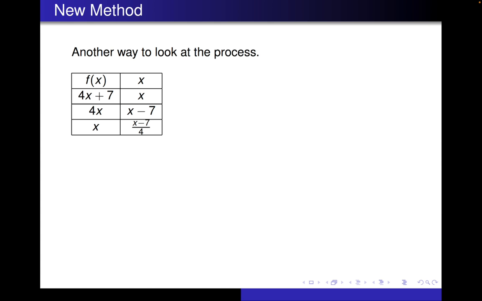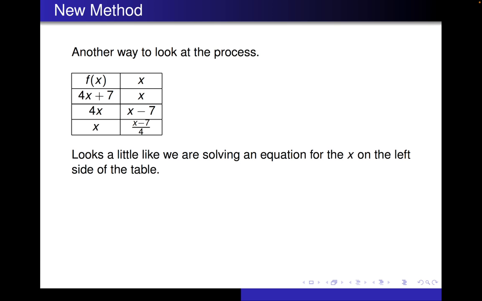And if you look at this process in kind of a cockeyed way, it looks a little bit like we're solving an equation for the x on the left side of the table. So we have 4x plus 7 on the left-hand side of the table. We have x on the right-hand side of the table. And we're kind of solving for x on the left-hand side. So we end up with x on the left-hand side and x minus 7 over 4 on the right-hand side.